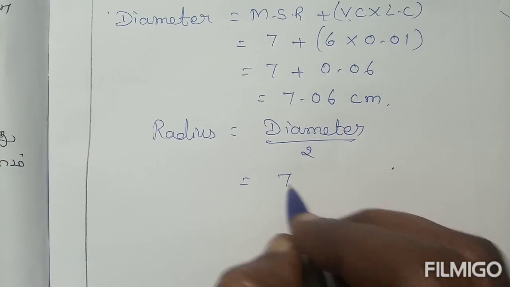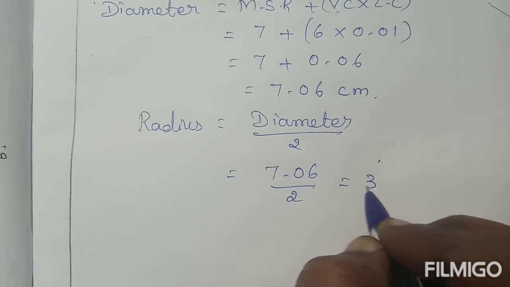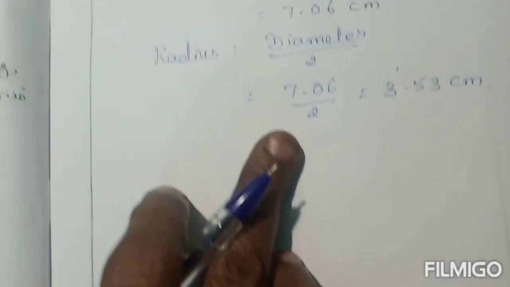All of you know this formula, diameter divided by 2. So what's the value of diameter? 7.06 divided by 2. You will get the value 3.53 centimeter. Okay, this is question number 2. All of you know this. Don't know means just see this and learn.